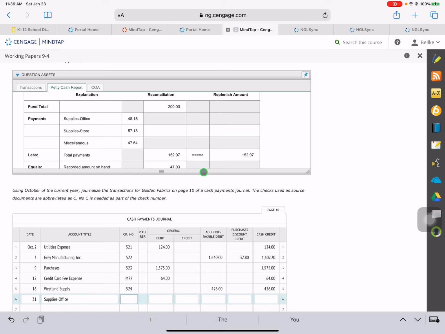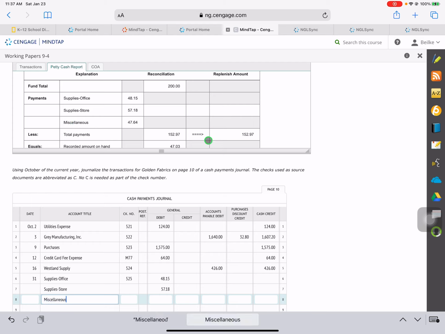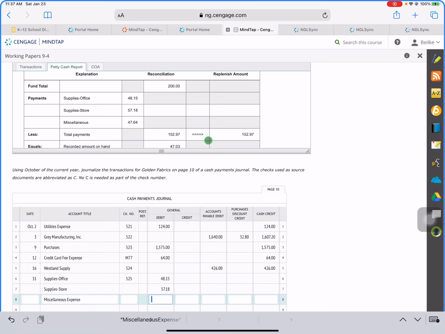And again, we're going to write out check 525. Supplies Office. We bought some supplies with our petty cash, so we're going to debit supplies. You can see here $48.15. Our second item we bought with our petty cash fund is supplies for our store, and we paid $57.18. Our third item was miscellaneous, and that was for $47.64.